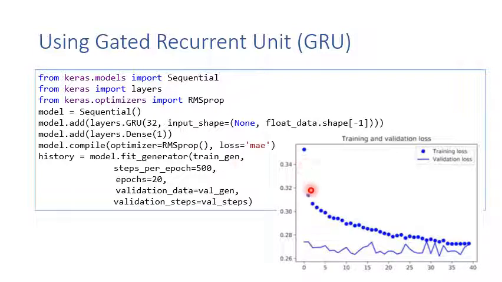The result is shown here. Fortunately, the RNN works better than the densely connected network. We can see now the validation loss is lower than 0.3, and it's slightly better than the common sense baseline. So we can see that recurrent neural networks are suitable for time series data problems.